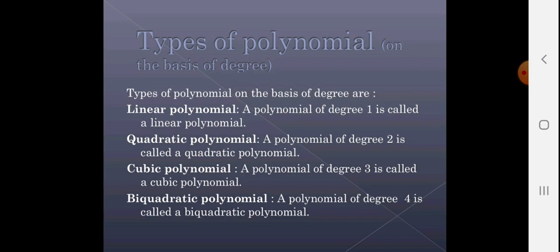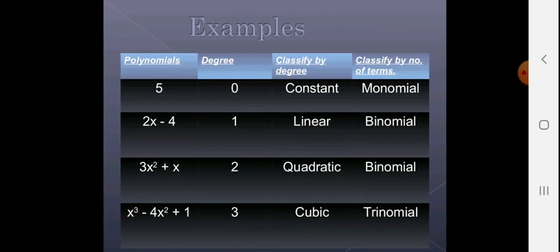Biquadratic polynomial, a polynomial of degree 4 is called biquadratic polynomial. Example, 7x raised to 4 minus 6x cube plus 5x square minus 3x plus 9. So you can see that in that expression the power of degree is 4, so it is called biquadratic polynomial.